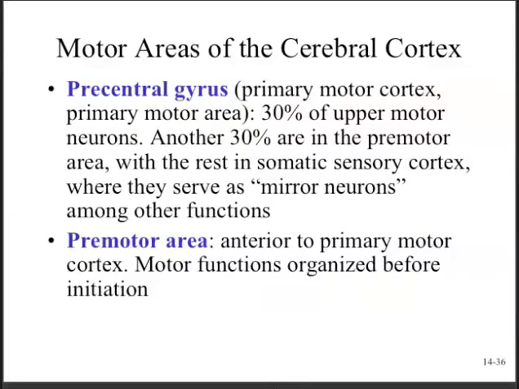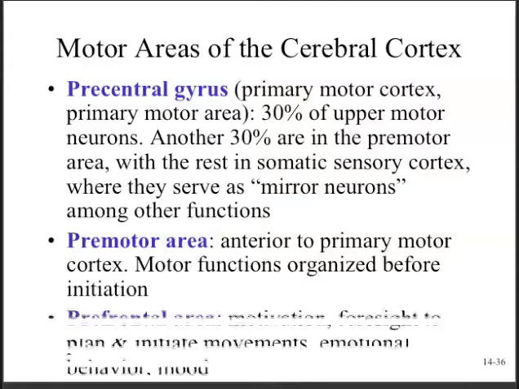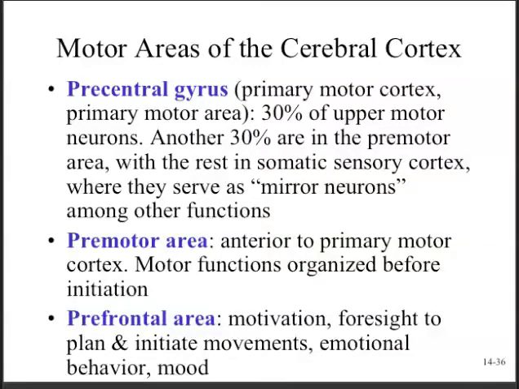The premotor area is anterior to the primary motor cortex, and here motor functions are organized prior to initiation. And then, of course, the prefrontal area is where we get the motivation for the movement. This is where we actually decide that we want to do something, more or less. So this is the foresight to plan and initiate movement, as also is the seat of emotional behavior and of mood. Okay, so all this begins, as best we can determine, in the frontal lobe.